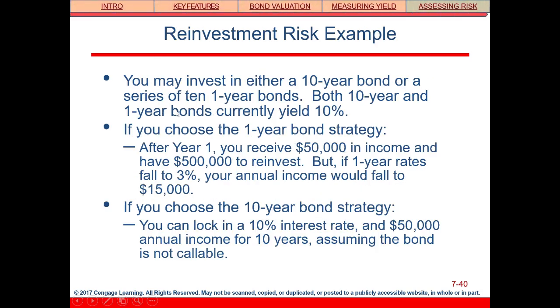There are two strategies for you to invest your money here. You may invest in either a 10-year bond or a series of 10 one-year bonds. If you do the 10-year bond, you do it once and for all, right? You invest all your money here, and then you keep receiving interest income every year, and you get your principal back at the end of the 10th year. But if you decide to invest in a series of 10 one-year bonds, you have to do it manually every year.